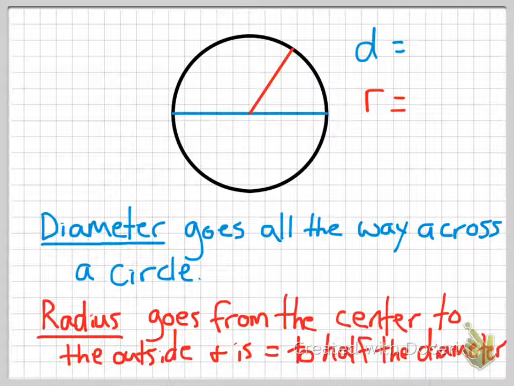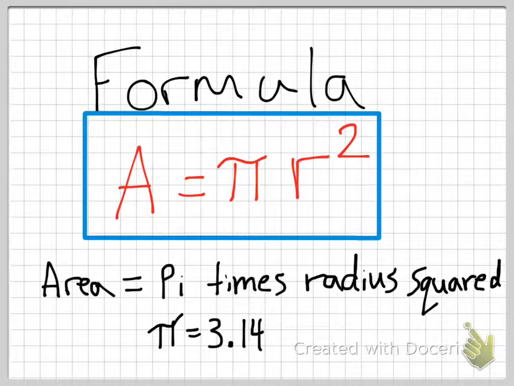Okay, now let's say that on this particular problem, the diameter is 10, okay? Now, if the diameter is 10, when we look at our notes, the radius goes from the center to the outside and is equal to half the diameter. That means that the radius is going to be 5, right? Because it's half of the diameter. No matter what the diameter is, you just split it in half, and that's going to give you the radius. So if it gives you a decimal or a fraction, just divide by 2, and you're going to find the radius. And that's important because if we look at our formula, we need to know the radius in order to solve.